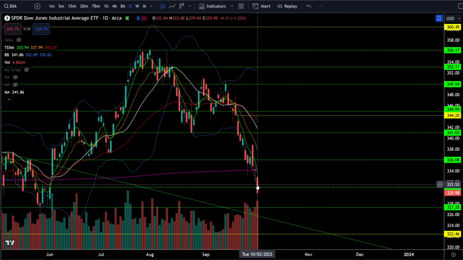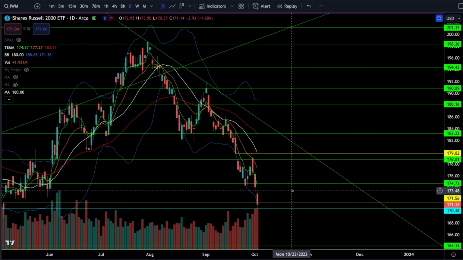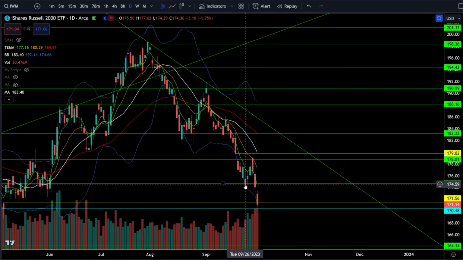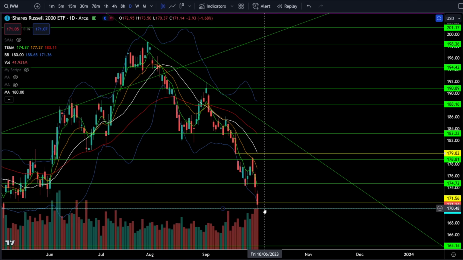If we start to bounce from here, we're still looking for resistance at 336 and 341. On the Russell 2000 IWM ETF, we were down 1.68% today, and the Russell broke that support at 174 and went down to the next price target lower, which is exactly what we were expecting. So below 174, we were looking for the gap fill at 171.56 and the bottom of the range at 170.